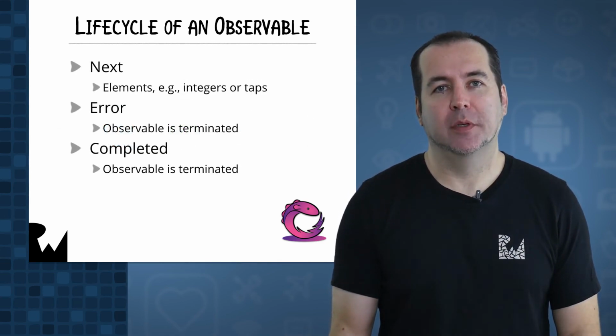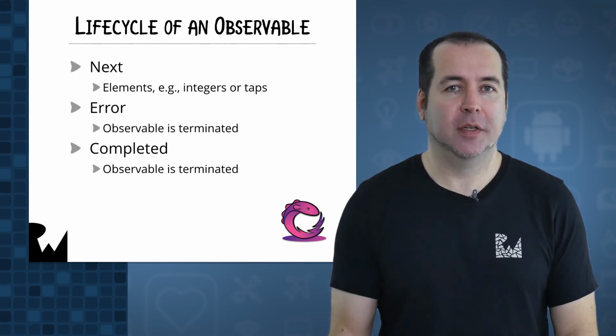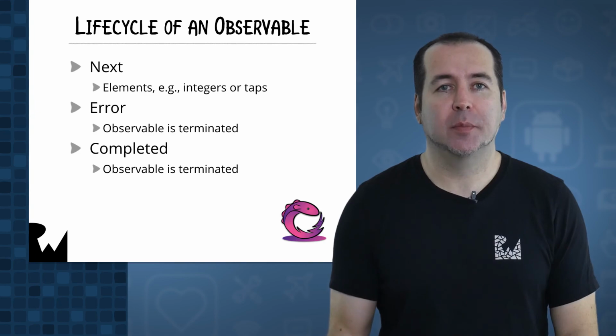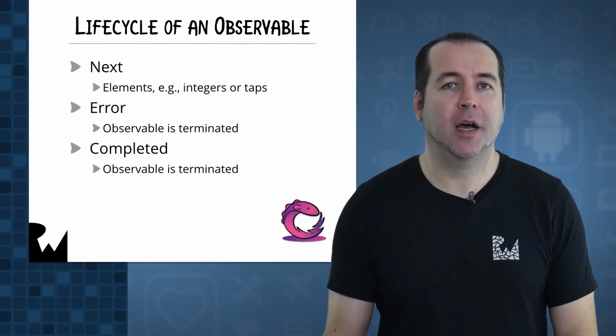So to recap, observables can emit next events containing elements with values of the observable type. And observables are terminated when they emit either an error event or a completed event. And with that little bit of theory, you are ready to get started with RxKotlin.